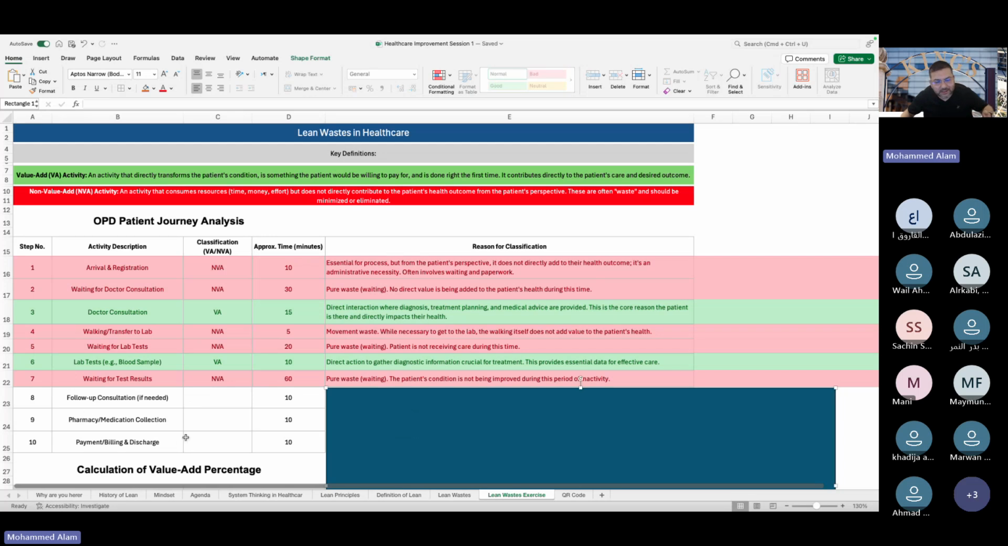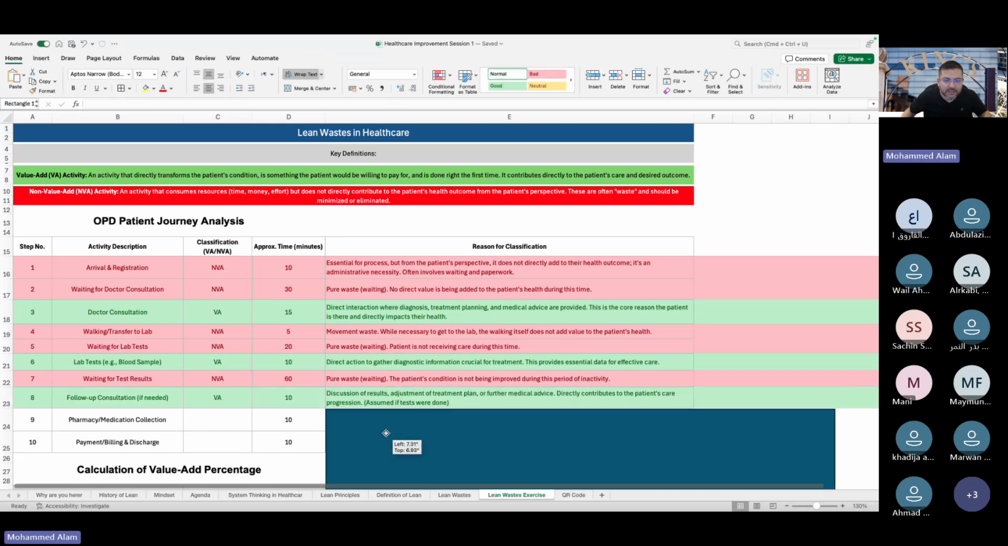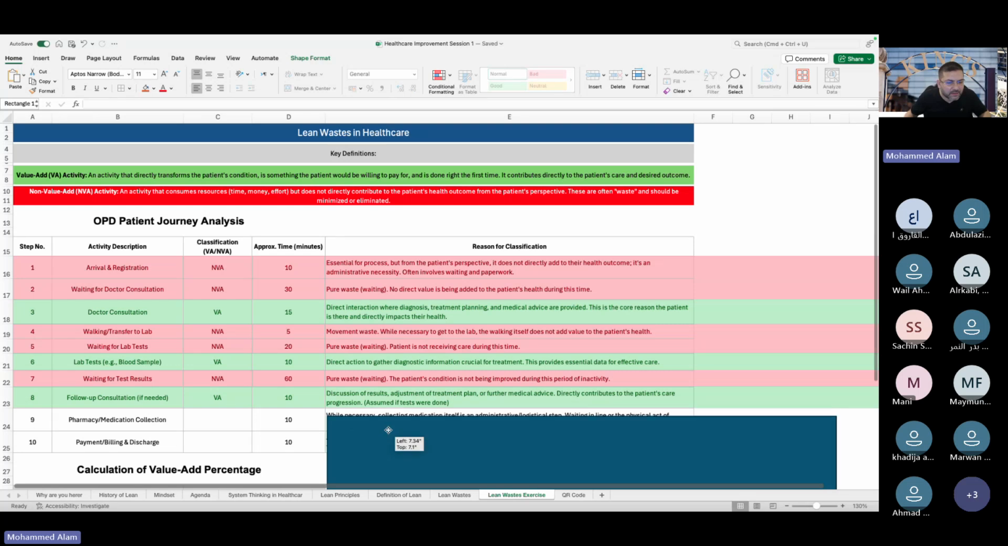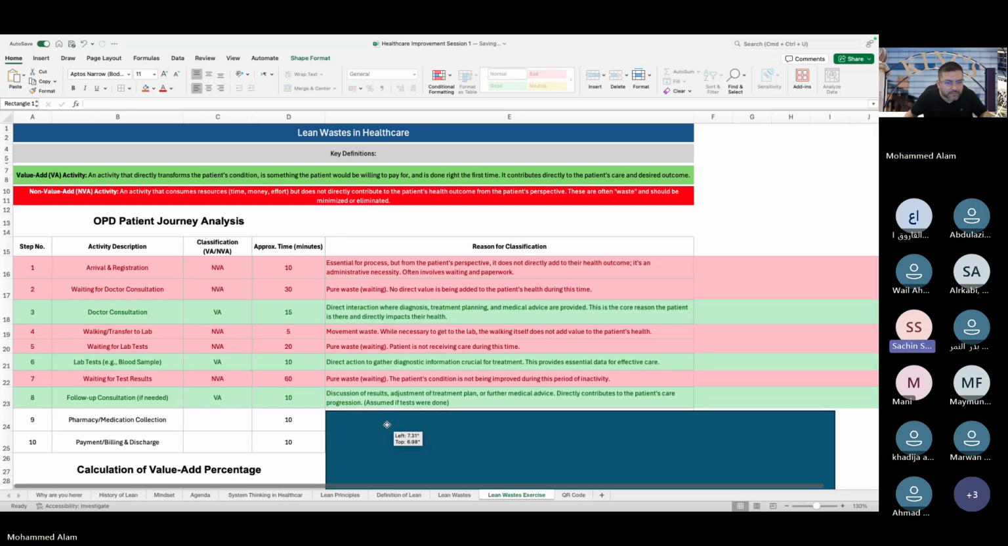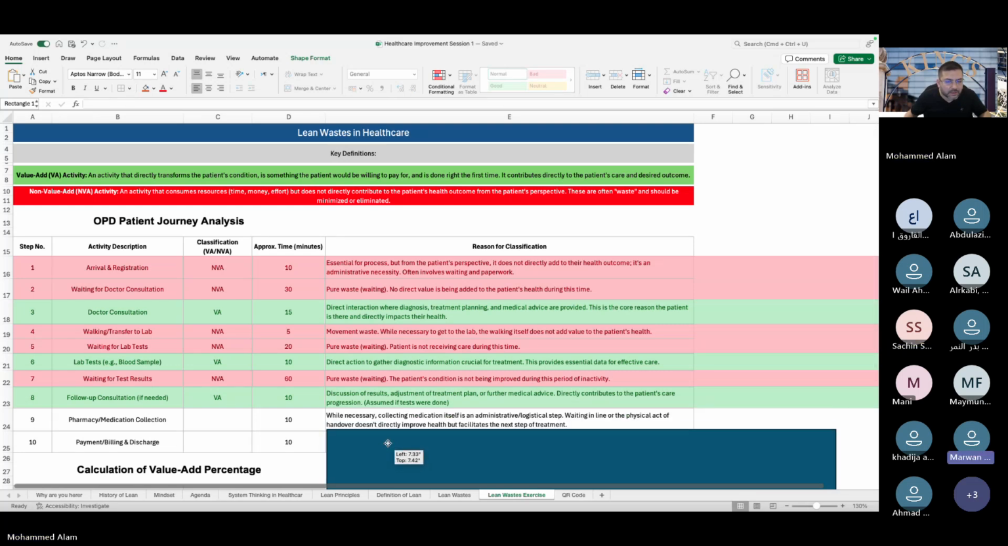Now the doctor says, come back to me, I want to see the results. Is it value add or non-value add? Value added. Yes, because now the doctor discusses the results and adjusts the treatment plan or advice. Now the patient walks to the pharmacy to collect the medicine. Value add or non-value add? Value added.